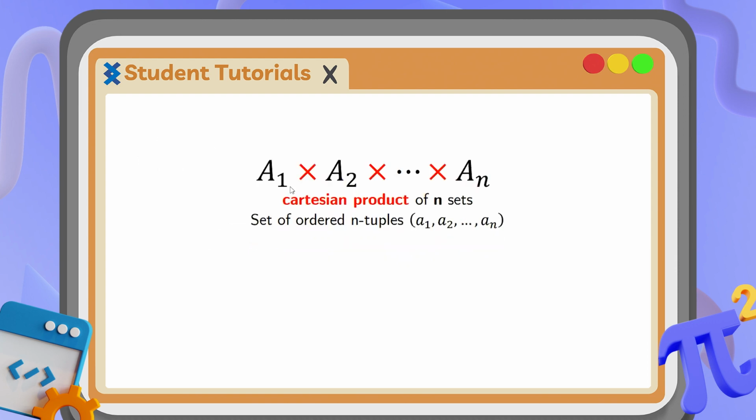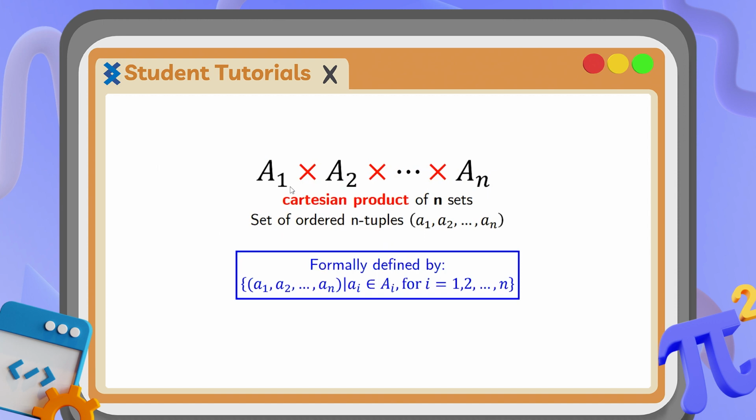So what if we have more than 2 sets in a Cartesian product? We have a Cartesian product of n sets. This time, it's a set of ordered n-tuples, which contains n elements, where we formally define it as the ordered n-tuple (a sub 1 to a sub n), such that a sub i is part of the set A sub i for i equals 1, 2 until n.